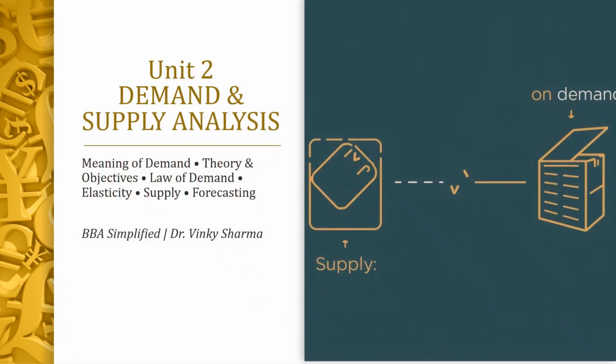In today's class, we start with Unit 2, that is Demand and Supply Analysis. One of the most scoring chapters in Managerial Economics and one of my personal favorite. This chapter helps us understand how consumers behave, how prices influence buying decisions, and how businesses forecast future demand. So let's begin.